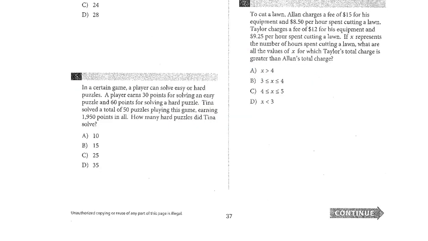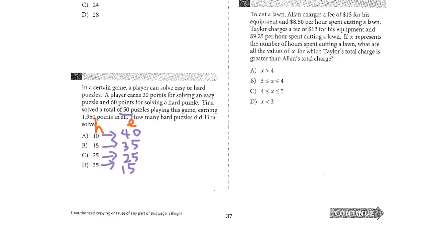Okay, so for number 5, that's a system of equations. But you don't have to list that system of equations and solve them. We can use the given information to plug in to find the answer. So the total is 50. That means if 10 is a hard puzzle, then you have 40 easy puzzles. If you have 15, it should be 35. 25, it should be 25. And then 35, you will have 15. So this is hard, and here's easy.